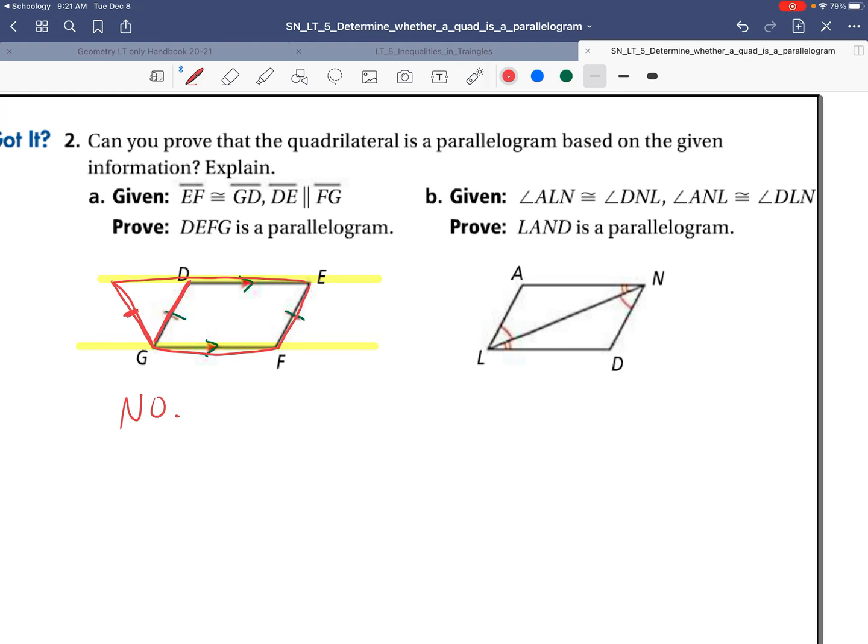Over here, because we have these two angles congruent, then these two lines are going to be parallel. And because we have these two angles congruent, these two lines will be parallel. So we have opposite sides parallel. Yes, since opposite sides are parallel.